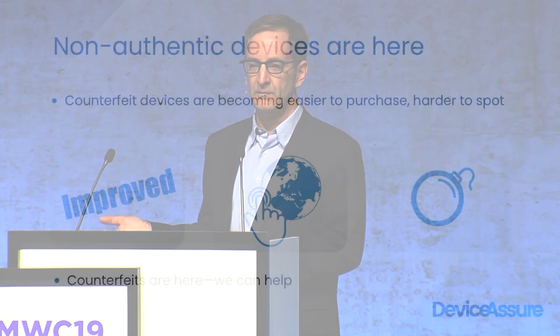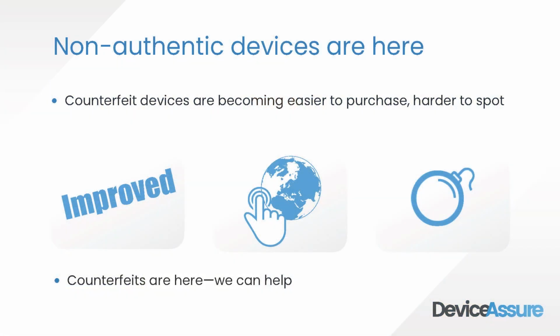Thank you, John. So what I think we've shown you is that counterfeit devices are very much here. They're getting easier to purchase and harder to spot. But there are three parallel trends that are increasing the risk. First of all, the devices are getting much better. They've gone from being barely usable a few years ago to indistinguishable in the present day. You cannot tell. Most people would use these devices for years and not know.